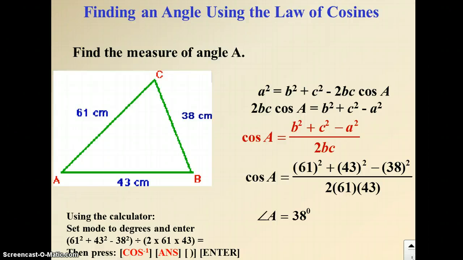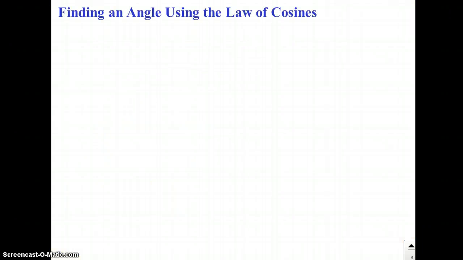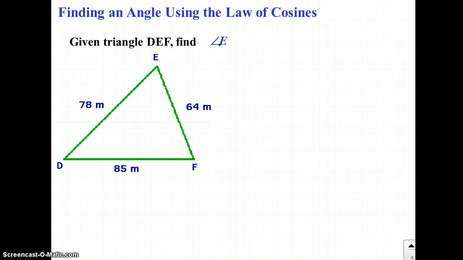Let's try another one, trying to find an angle in a triangle. Given triangle DEF, let's find angle E. Again, I'm not given a cosine law using d's, e's, and f's, but I can apply it. If I'm looking for angle E, then I'm going to make my cosine law have sides d, e, and f in it. So little e squared would equal d squared plus f squared minus 2df times the cosine of angle E.